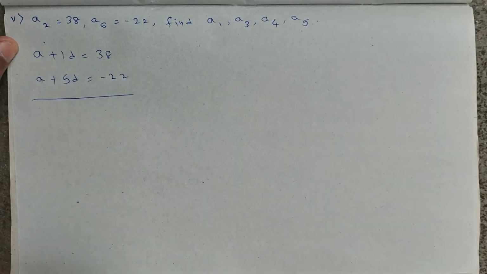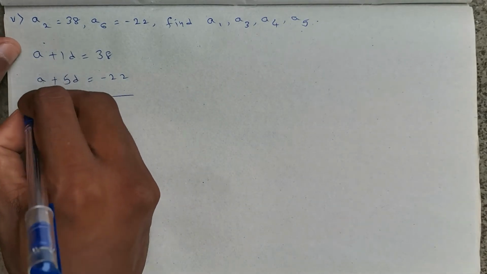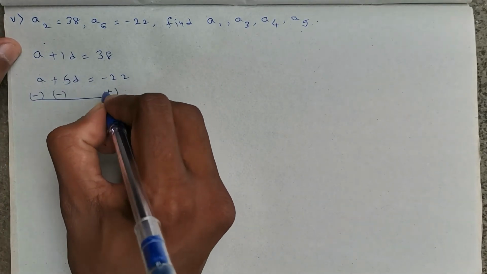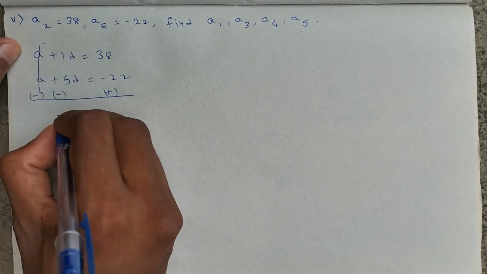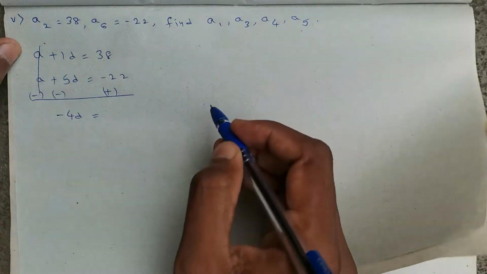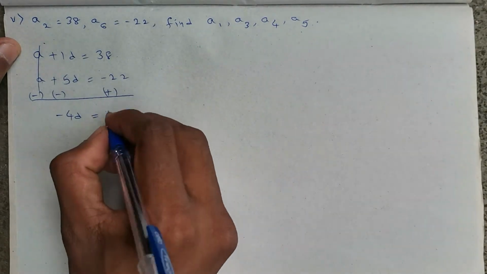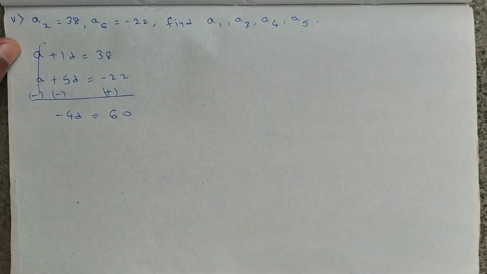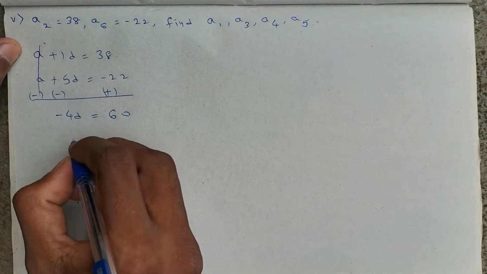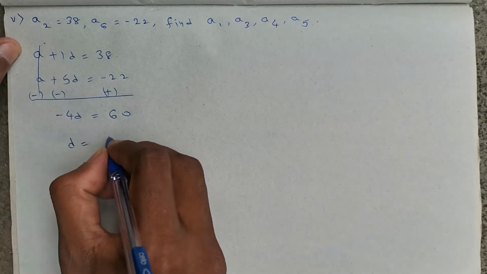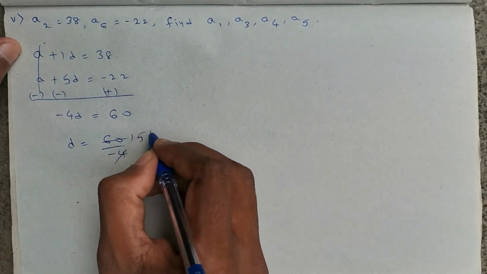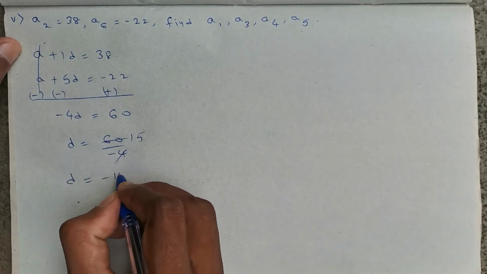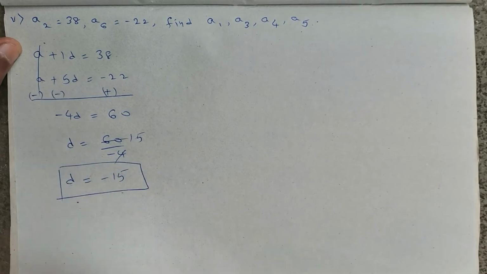These two equations I will subtract. Plus will become minus, plus will become minus, minus will become plus. A minus A cancels. 1D minus 5D is minus 4D, equal to 38 plus 22, 60. Minus 4D is equal to 60. Then D is equal to 60 divided by minus 4. 4 fifteens are 60. So D is equal to minus 15.